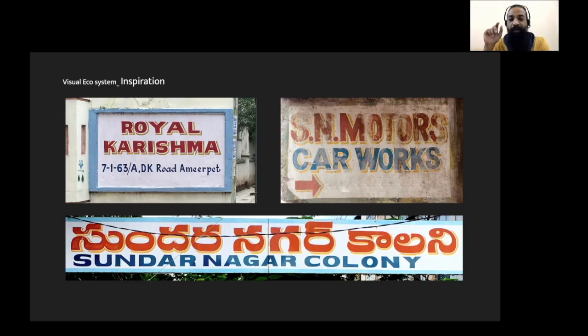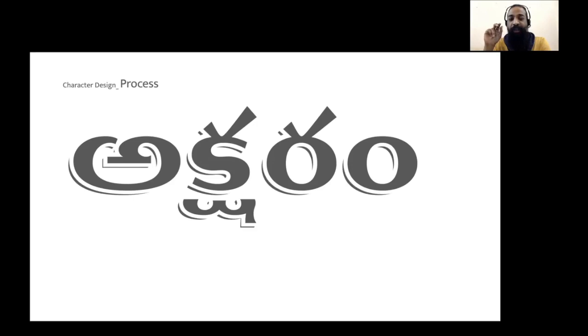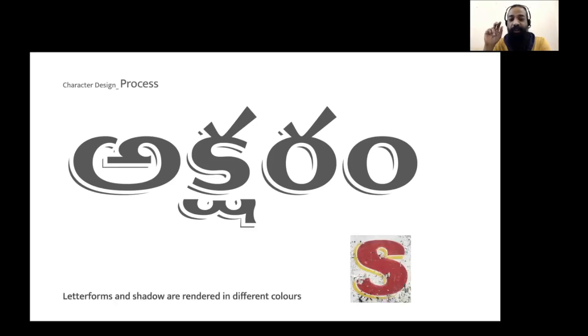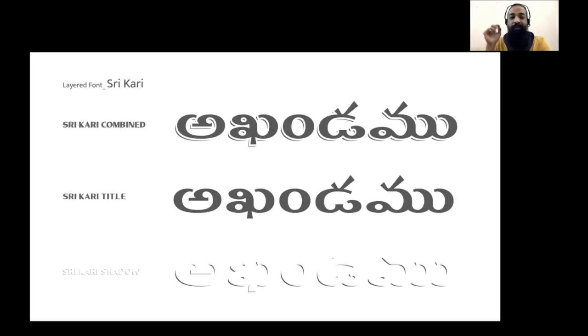But when I was looking at these shop front signboards, there was something missing in my typeface. I noticed that these letter forms have a distinctive hairline shadow. So I went back to FontLab and drafted the shadow. And if you remember, the shadow and letter forms are rendered in different colors. So in my typeface I separated the letter form and the shadow. So I have three variants now.